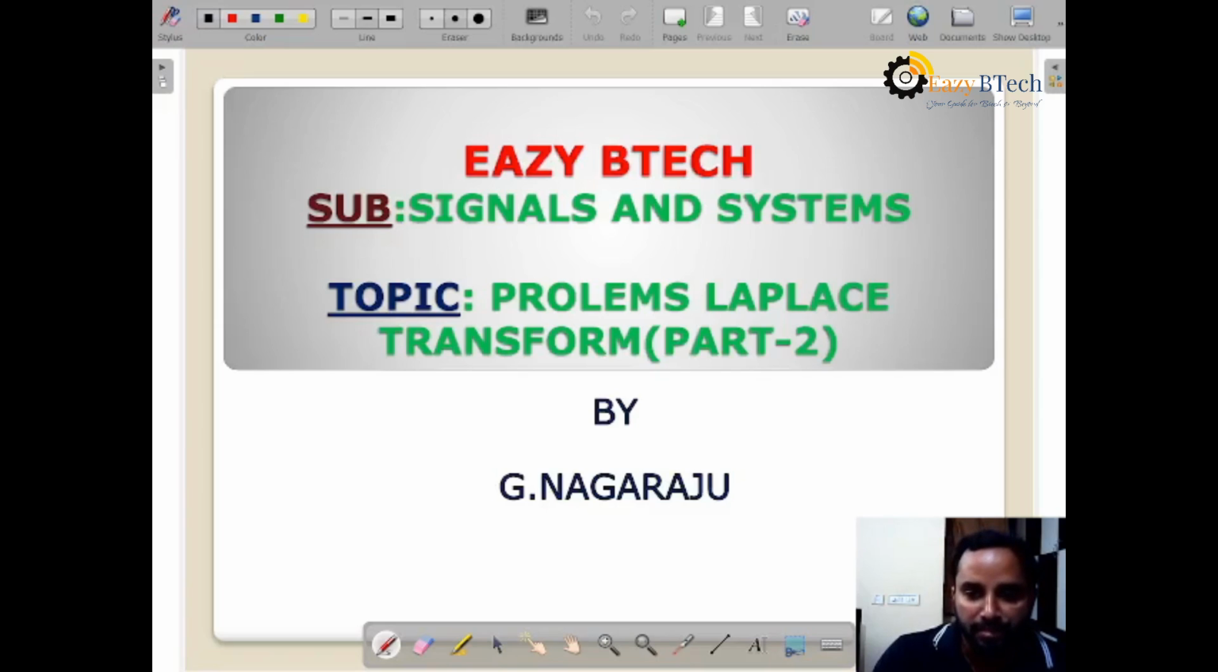And we are discussing the subject Signals and Systems. Today's topic is problems on Laplace transform. So it is a very important session. Let's start our session with the problems.